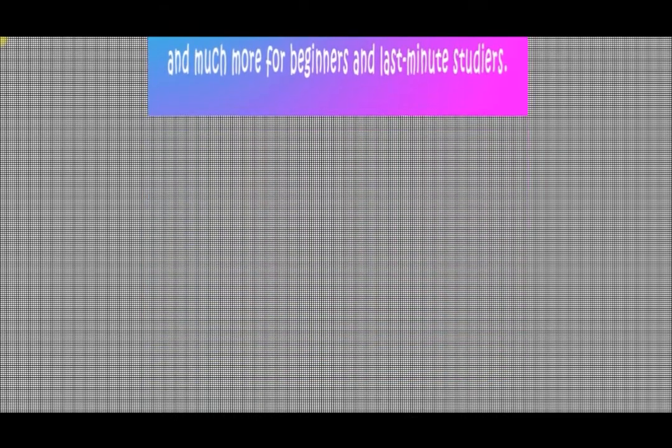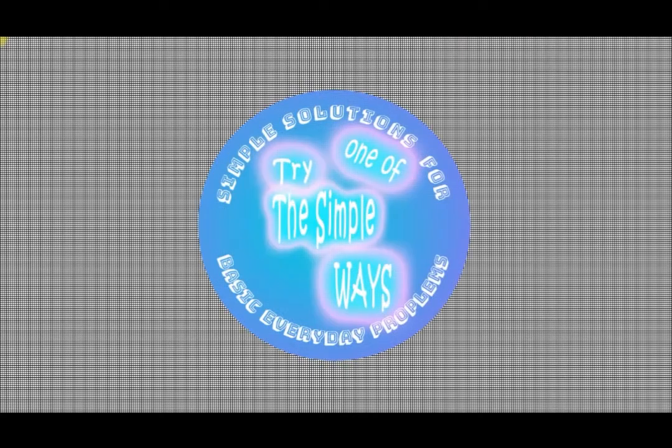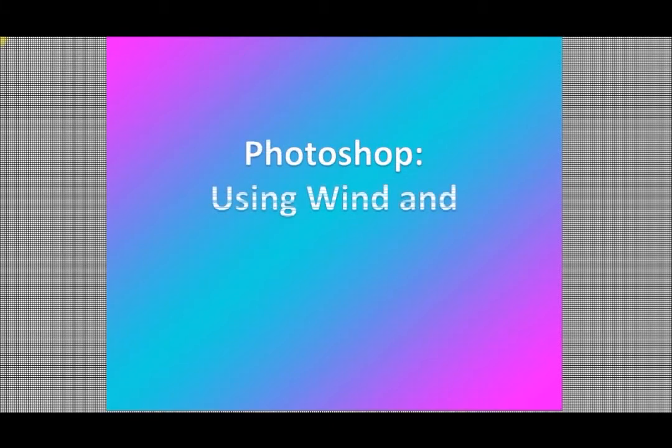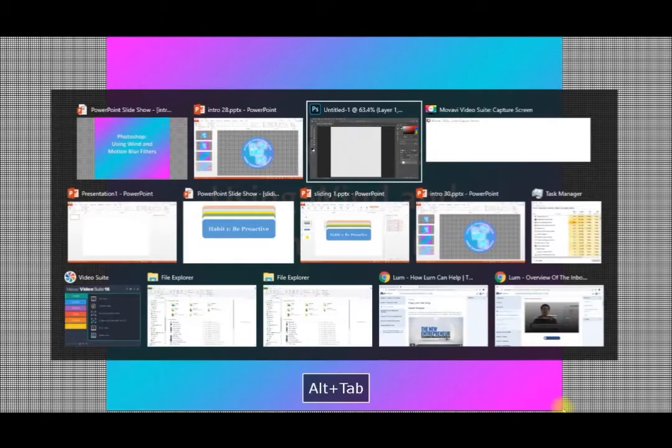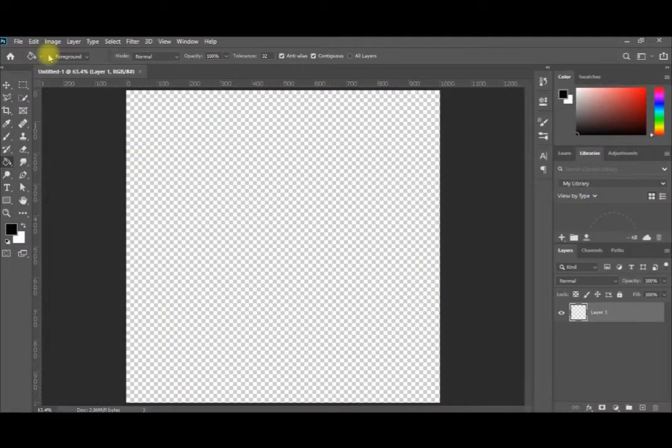In today's video from the Photoshop series, we are going to see how to use the filters of Photoshop, like the wind filter and the motion blur filter, to make simple artistic effects that will make our pictures and graphics great and awesome. Let me go to Photoshop.